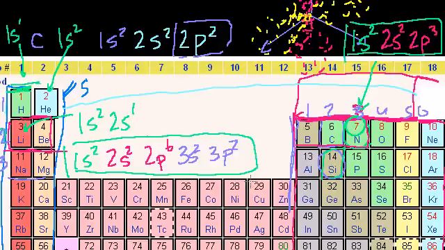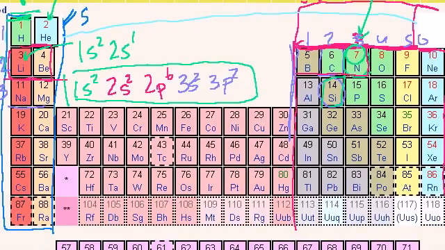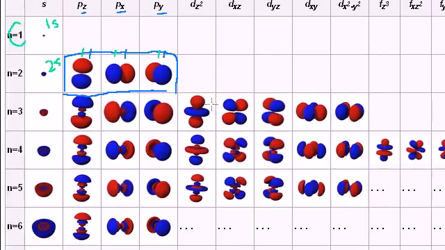I think I'm running low on time right now, so in the next video we'll start addressing what happens when you go to these elements, the d block. And you can kind of already guess what happens. We're going to start filling up these d orbitals here that have even more bizarre shapes.